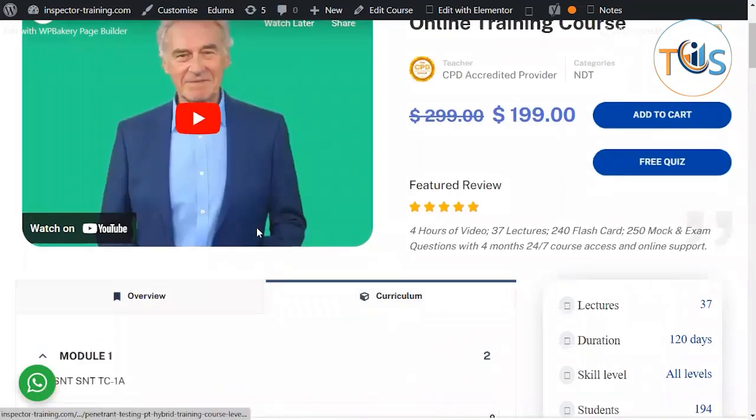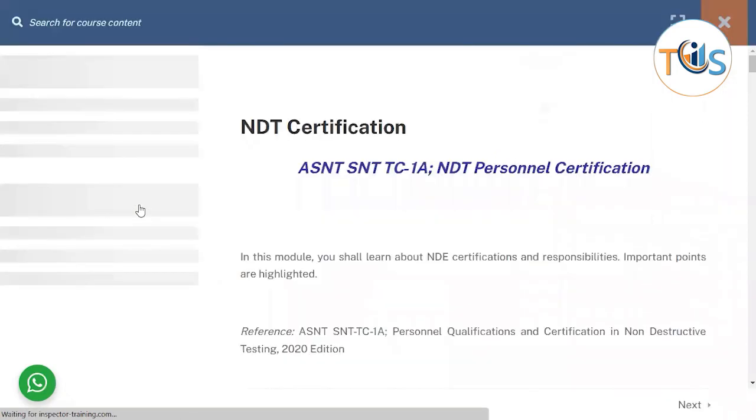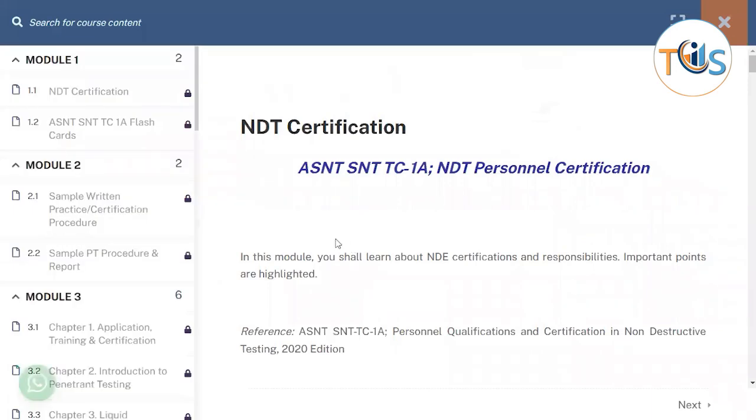Let's go to the course content and see what it has in brief. Module 1 talks about NDT certification and personnel qualification, and then the associated highlights of ASNT TC-1A.